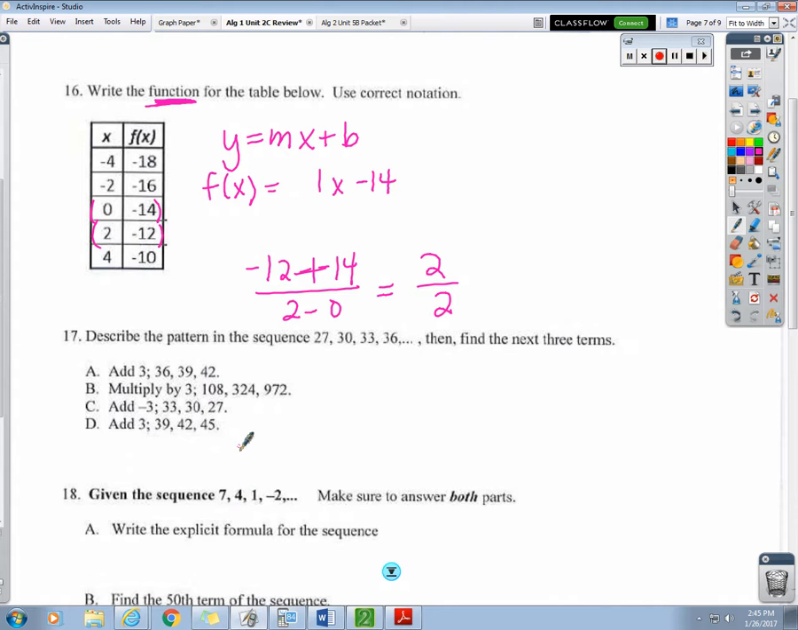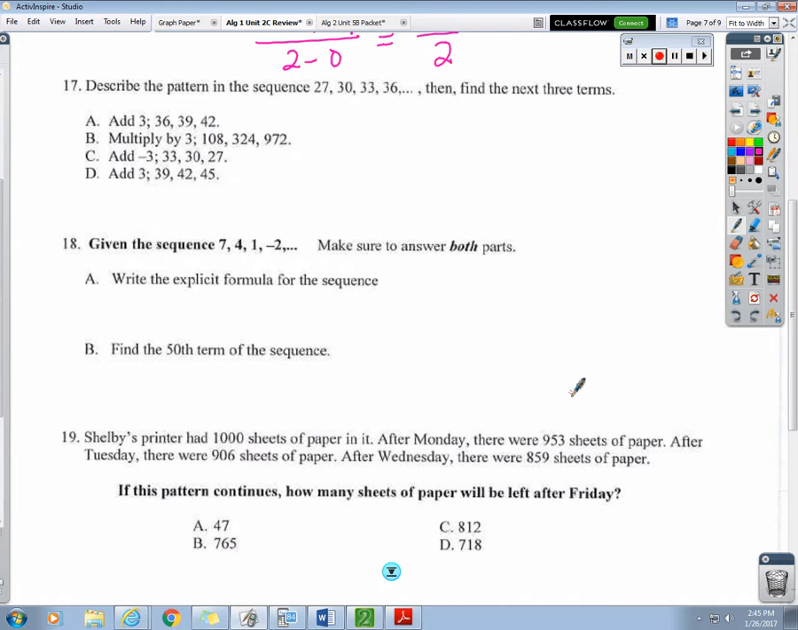Alright, number 17, easiest question on the test. Describe the pattern in the sequence and then find the next 3 terms. What's going on? You're adding 3, so that gets rid of b and c. What would the next term be? 39, then the next term, and then the next term. So it's d.